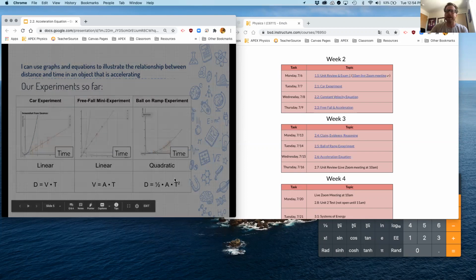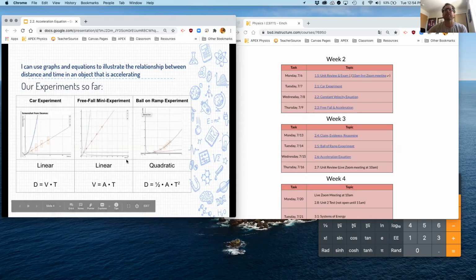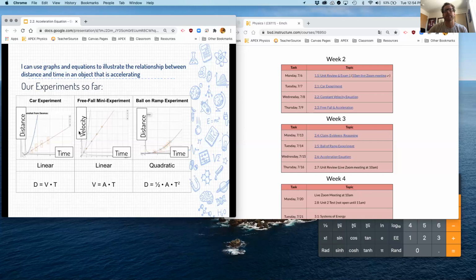One thing I really want you to pay attention to, though, are the axes of these. So right here, time is on the x-axis. Usually the independent variable is on the x-axis and the dependent variable is on the y-axis. But whenever we're using time as one of them, time is always on the x-axis, okay? On this one we had time and distance. Here we had velocity, speed, and here we had distance again, okay? So when we're talking about acceleration, time, and distance, it's quadratic. But when we're talking about time and velocity, then it's linear.